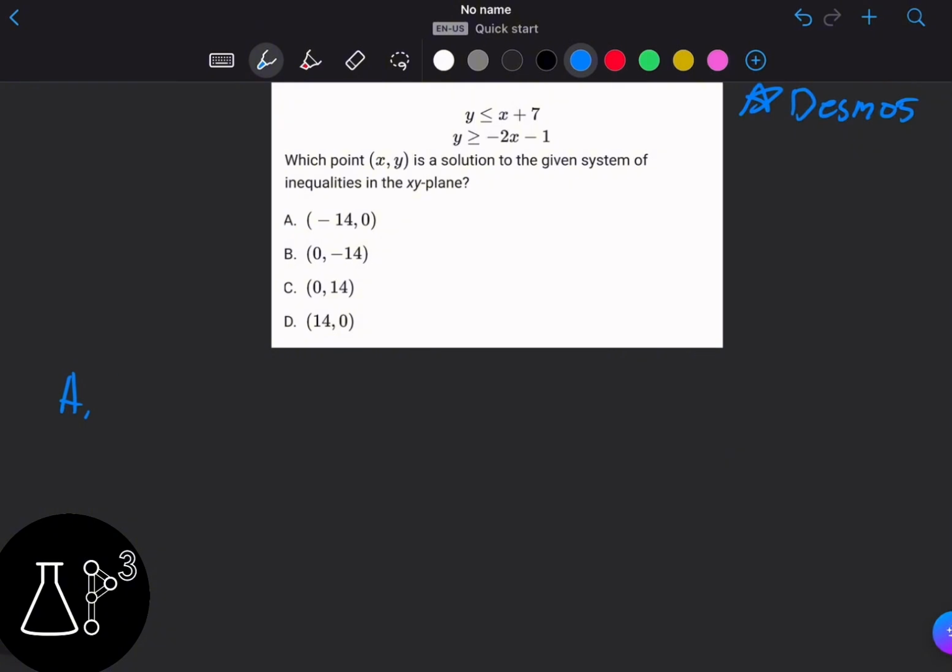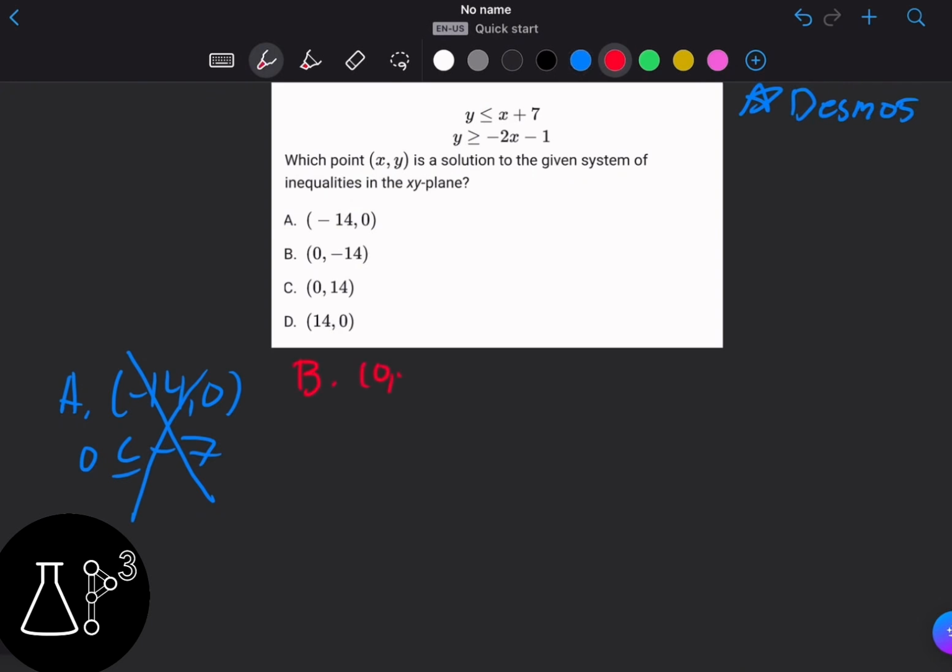When it's negative 14 and 0, if I make y equals 0 and x equals negative 14, I get 0 is less or equal to negative 7. 0 is bigger than negative 7, so A is incorrect. Let's do B now.